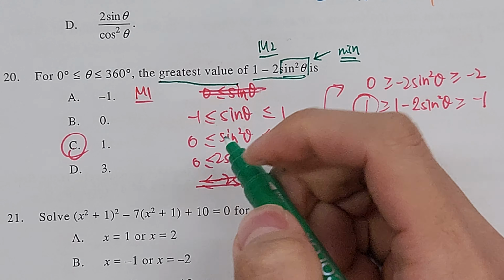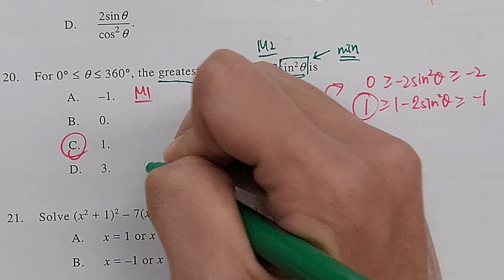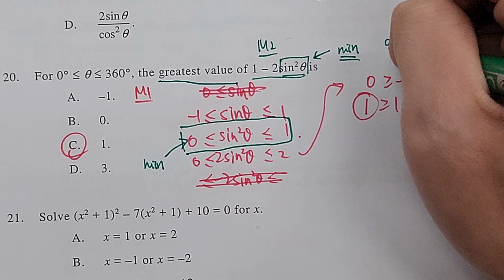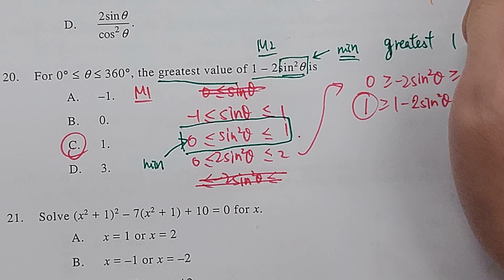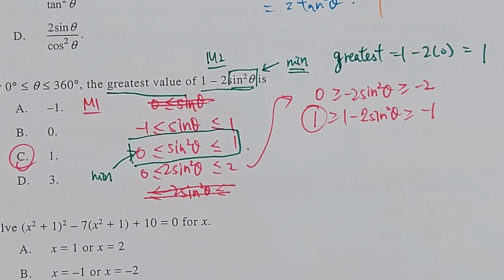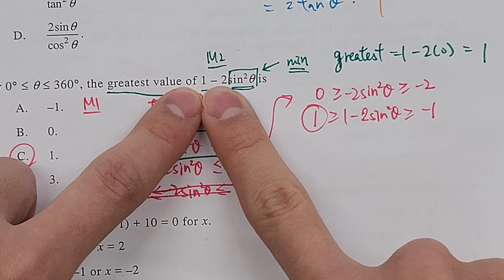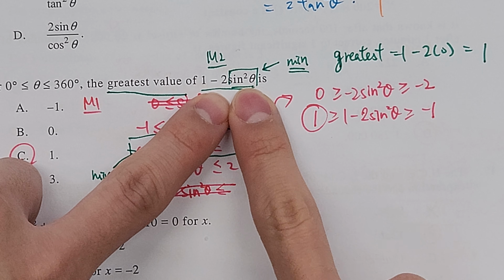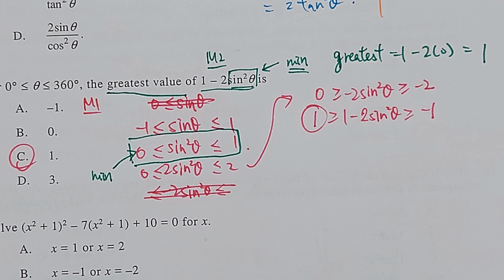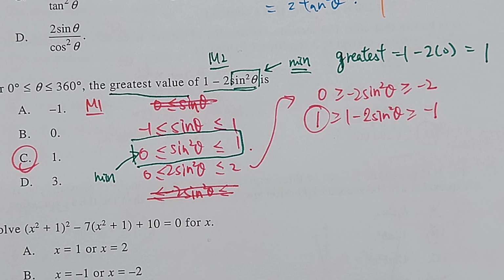By looking at the expressions, by looking at the range, the minimum of sine square theta is 0. Therefore, the greatest value is just 1 minus 2 times 0, therefore it's 1. Okay, method 2 will be faster by looking at the logic here. If we want the greatest value, it is 1 minus something that is minimum, and what is the minimum of sine square theta? It should be 0. Then substitute the 0 into sine square theta, and we get the greatest value for 1 minus 2 sine square theta.